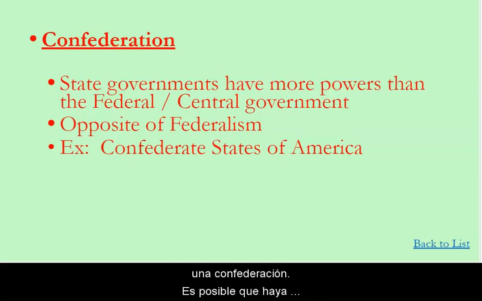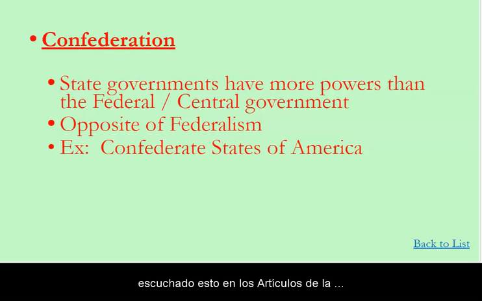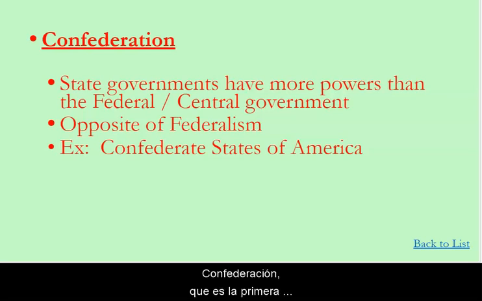Our last type of democratic form of government is a confederation. You may have heard this in the Articles of Confederation, which is America's first constitution that didn't work, or the Confederate States of America. This is kind of the opposite of federalism that we just talked about. This is where state governments have more power than the federal, central, or national government. So what that would mean is that each of our 50 states would almost act as an independent country and would not necessarily have to follow the federal government.